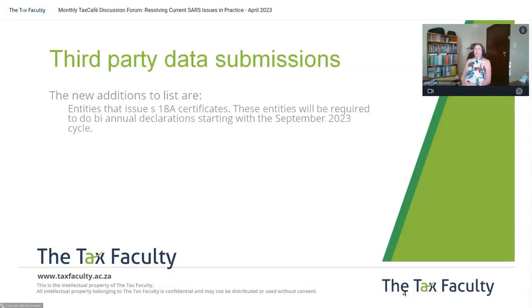The first cycle in which this is going to fall is actually not the 2023 year of assessment. Unlike most of our third-party data reporting, which is going to start for the Feb 2023 year end, for 18A entities it's going to start for the 2024 year end. But it's in. We just have a bit of breathing room in terms of when we have to apply for it.